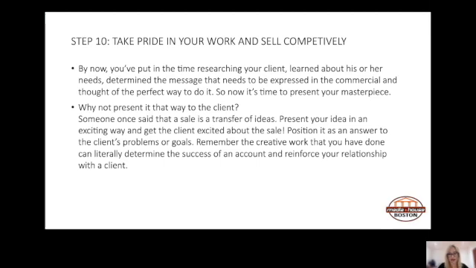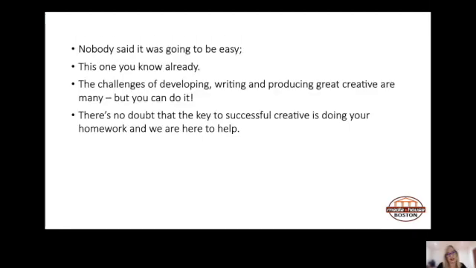I'm aware of that. And no one's ever said that it's going to be easy. This is something that we already know. The challenges of developing, writing and producing great creative are many, but you can do it, okay? So focus on one step at a time. Just remember that the key to successful creative is you doing your homework, and we're here to assist you, okay? I'm here to help you.